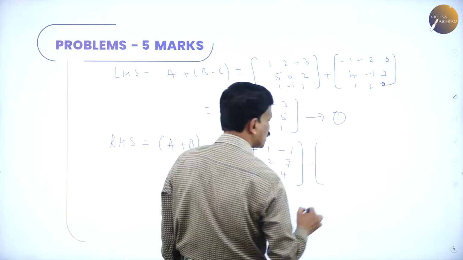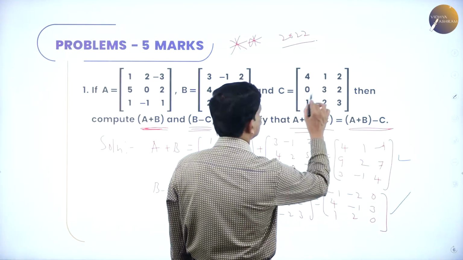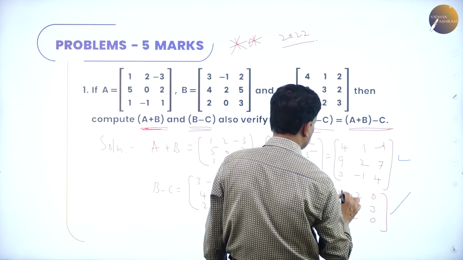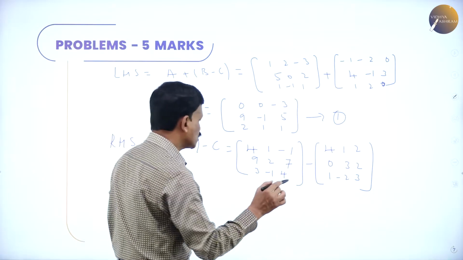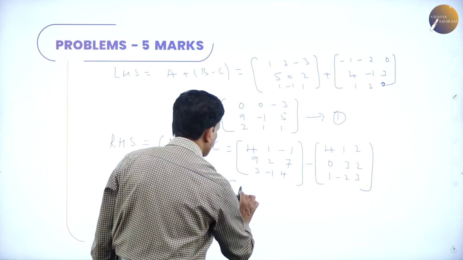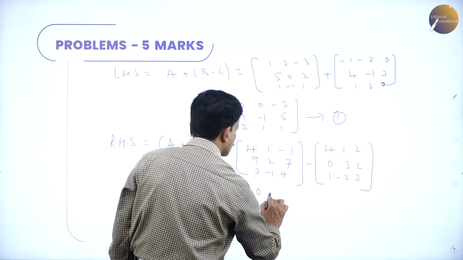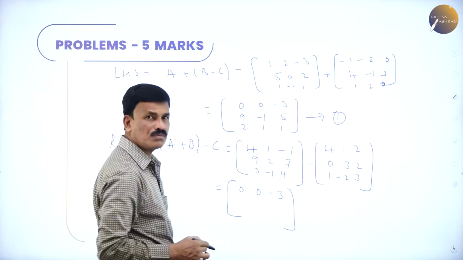Minus C matrix. What is C matrix? 4, 1, 2, 0, 3, 2, 1, minus 2, 3. Subtract this. Now, this is equal to 4 minus 4, 0. 1 minus 1 is also 0. Minus 1 minus 2 is minus 3. See, first row same: 0, 0, minus 3.